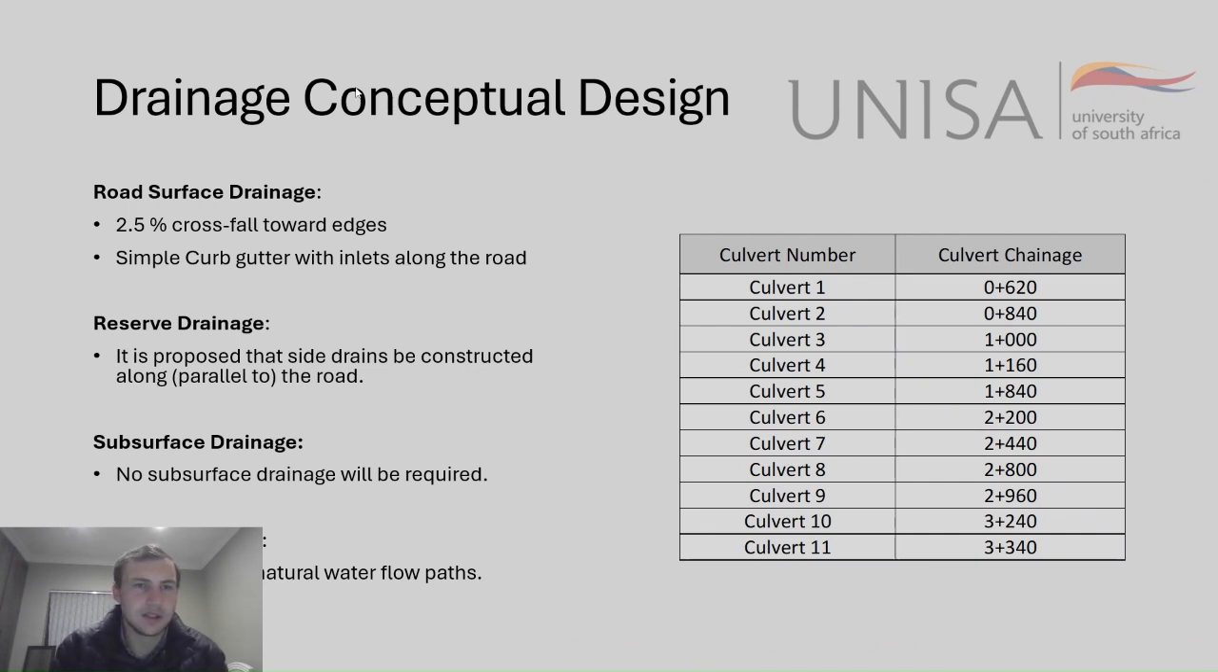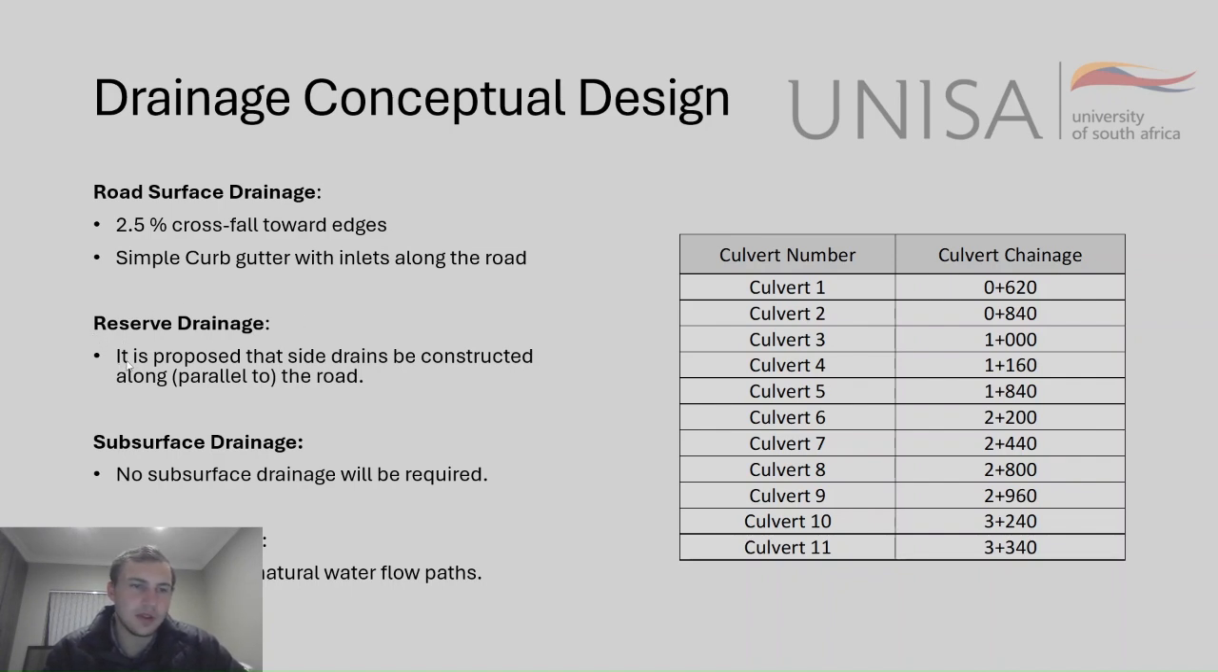So drainage design. This is also important, like mentioned earlier. 1.5% is the crossfall towards the edges. Just a simple gutter drain with inlets along the road and at the sides, and so it will flow towards the sides, it will flow towards our inlets, and these inlets will flow towards a reserve drainage.